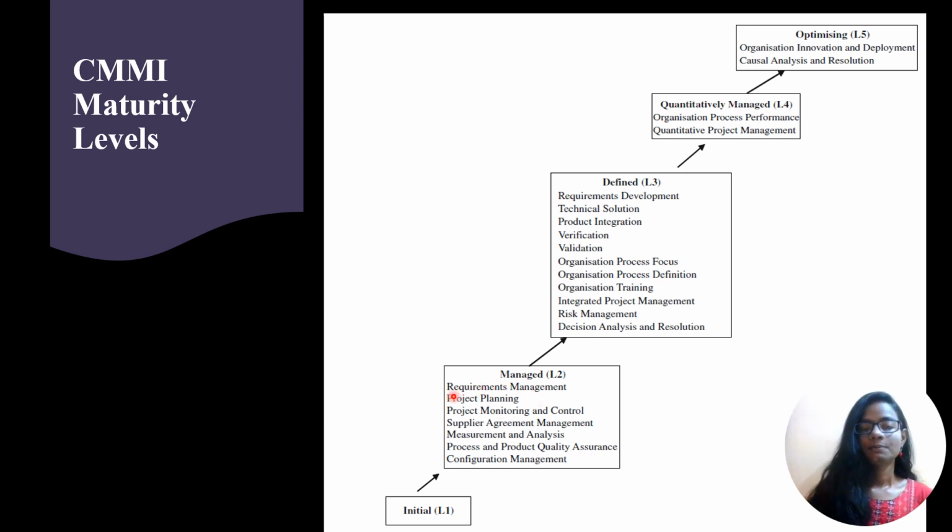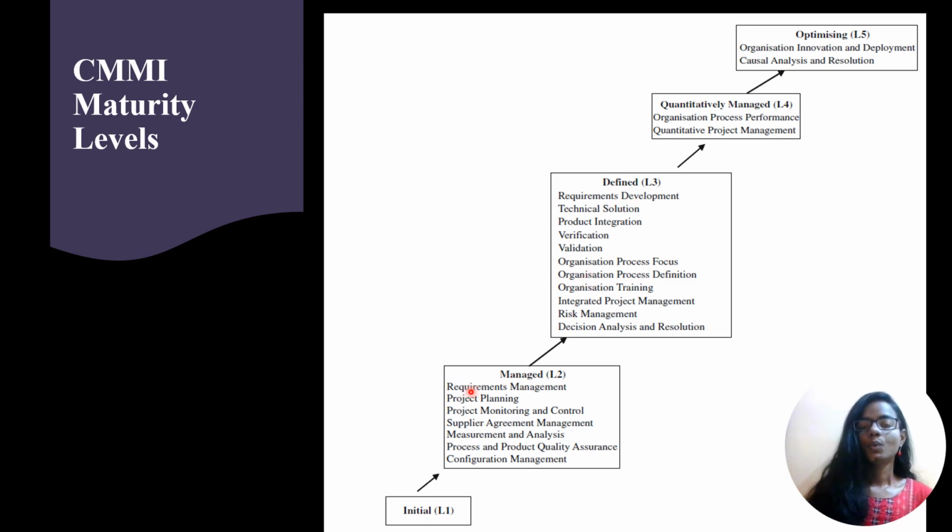The key process areas in level 2, the managed level, start with requirements management. This is a base, because when we have to develop any kind of process, we should first know the requirements or the needs of the customer. When we manage that, only then can we move on to further levels. So requirements management plays a major role in the managed level. Then project planning, project monitoring and control, configuration management, all those process areas will be handled in this managed level.